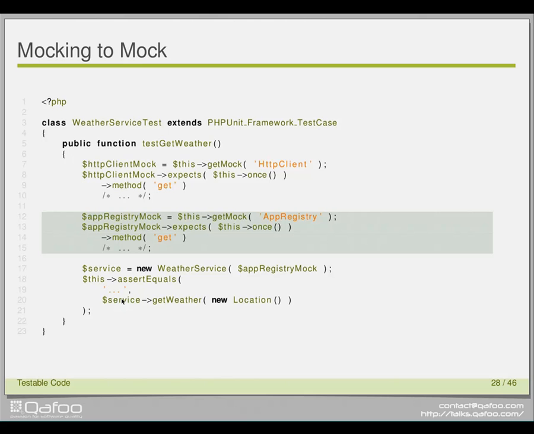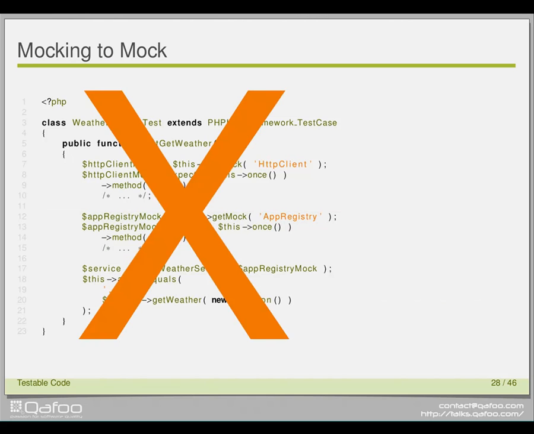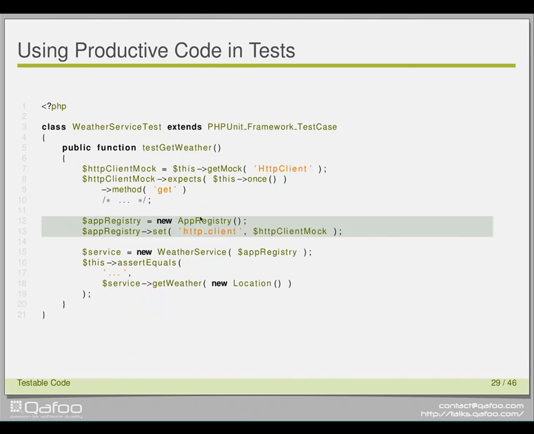So it is a working solution for code which already exists in that way, but still it's not a really good solution for writing really testable code. Of course, the second solution would be to just use the application registry, or to write a testing application registry which you can use here. That makes the test code more intuitive, so everybody understands, oh yeah, he is creating an app registry here. Ah, now I also see how the app registry is used and how it's expected to be used with a weather service. Still, what you're doing here is using productive code in your tests.